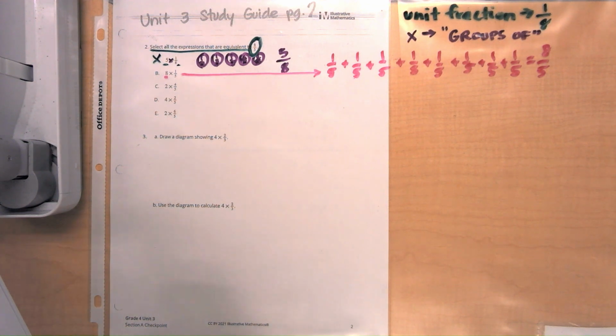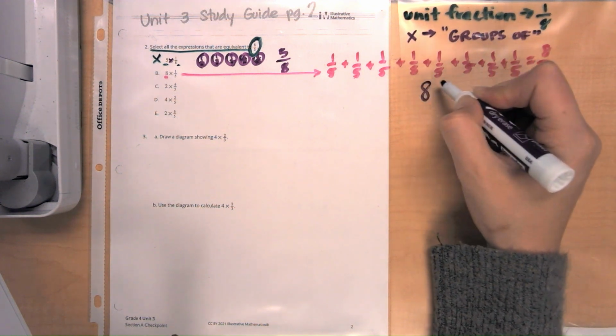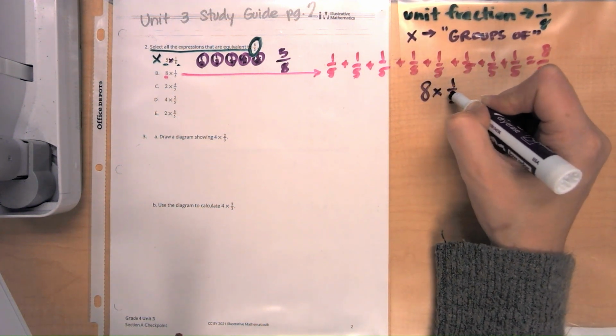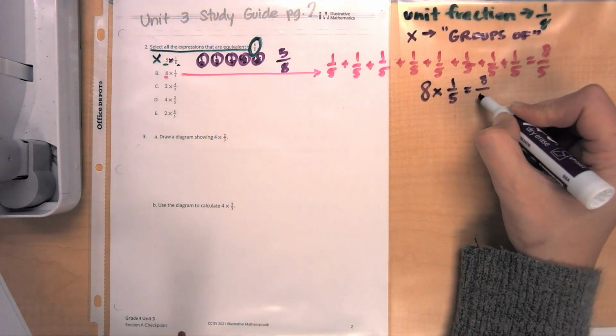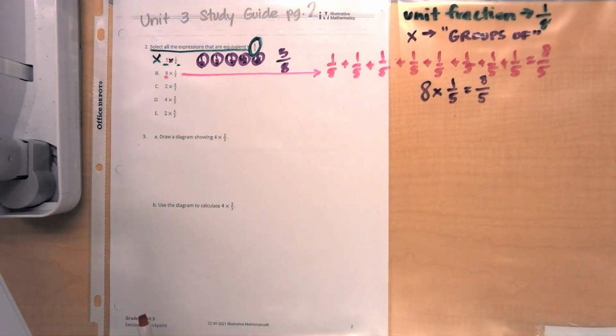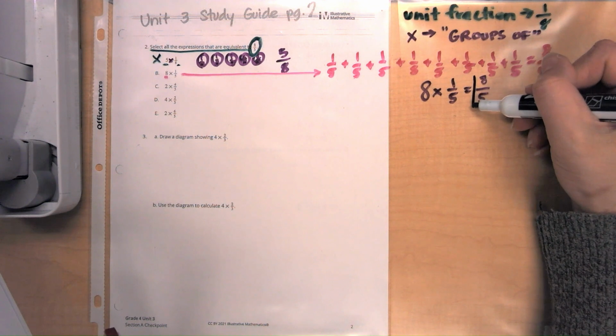8/5. As you can see, all I am doing when I am multiplying whole groups by fractions, 8 groups of 1 is 8, and my denominator stays the same. My denominator stays the same because we're not changing the size of the piece.